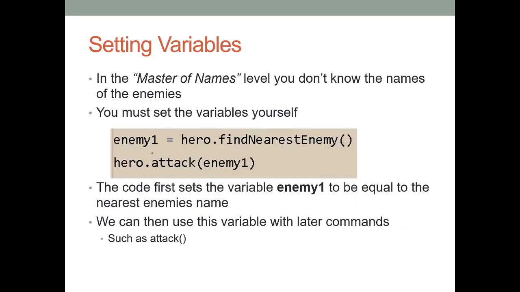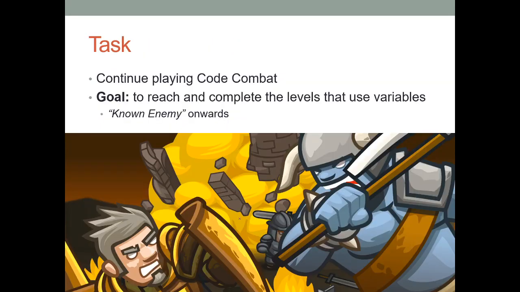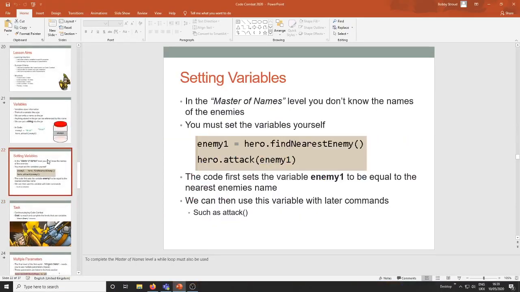So I think that level is called Master of Names. So when you get to that, like I said, it will find the nearest enemy, it will find out their name for you, and it will attack whoever that enemy is, as long as you do hero.find nearest enemy. And you know what, it's probably better if I just ignore that bit.